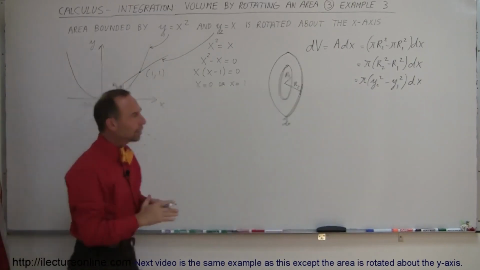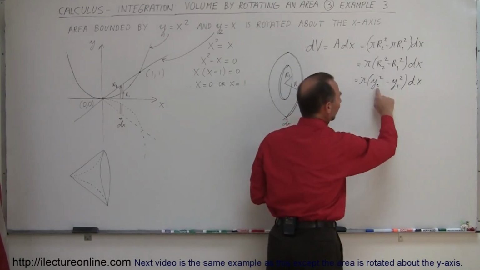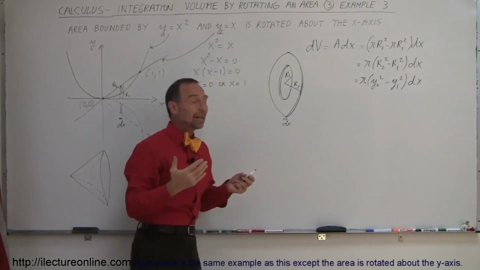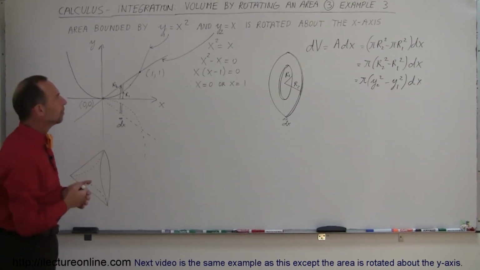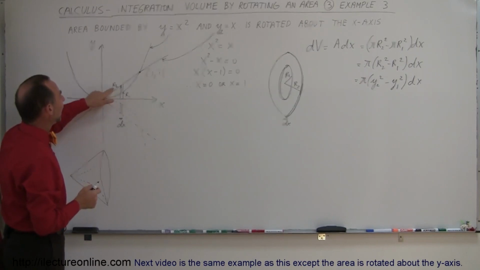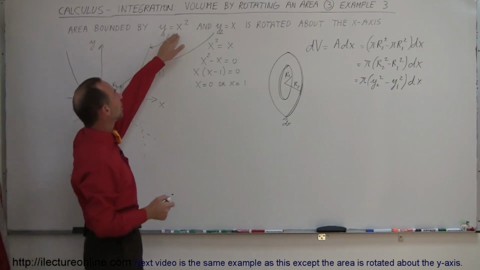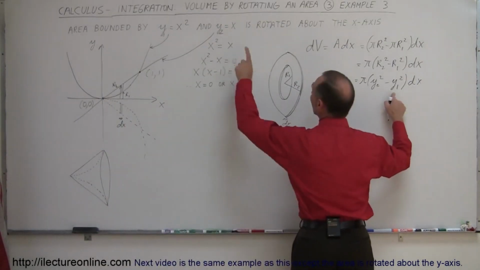Of course, I still can't integrate it this way because y is a y variable and x is an x variable. You can't integrate y's and x's in the same integral, unless, of course, you do a double integral, but that's not what we're doing here. So now we have to replace y1 and y2 by what they are in terms of the x variable. So y1 is x squared, and y2 is x.